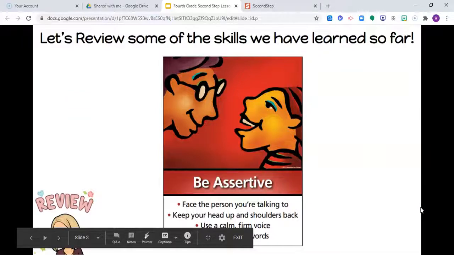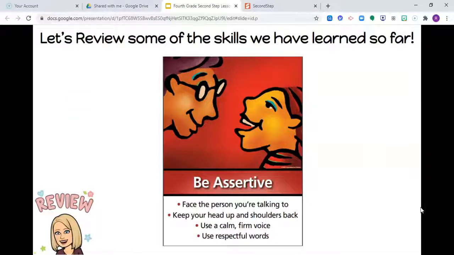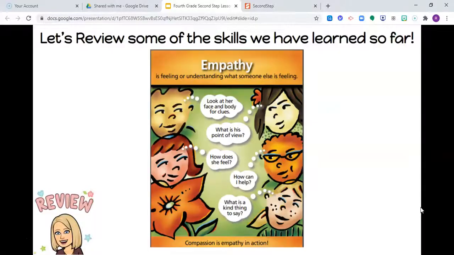Now, let's review some of the skills we've learned so far. Being assertive means that you face the person you're talking to, keep your head up and shoulders back, use a calm, firm voice, and also use respectful words. Let's review some of the skills we've learned all together. Empathy is a feeling of or understanding of what someone else is feeling. Look at her face and body for clues. What is his point of view? How does she feel? How can I help? What is the kind thing to say? Compassion is empathy in action.